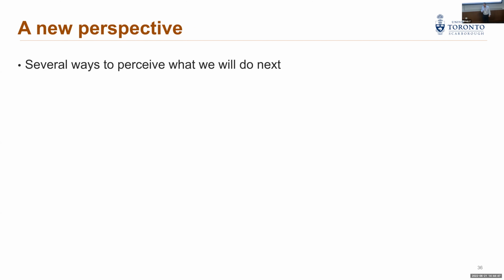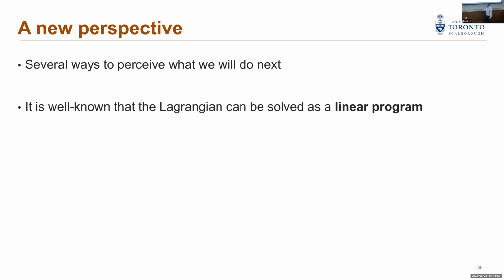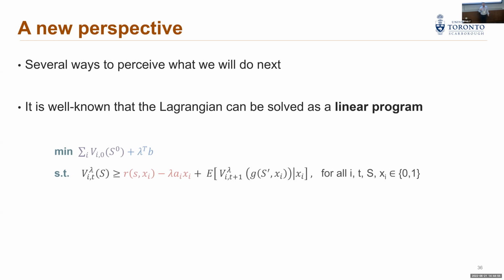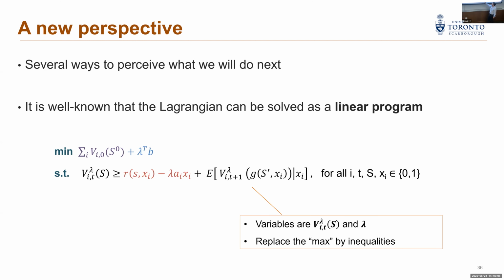There are several ways to perceive what we're going to do next, but first, it is well known that the Lagrangian dual problem you can solve as a linear program. So this is how the linear program looks. You have that dual problem objective function, and then you change the max for these inequalities here. So the variables are going to be both the v's and the lambdas, and you're going to replace the max by all these inequalities. Some may say, hey, this is non-linear, you cannot have this. But look, we are enumerating all the xi. Because x is discrete, we're going to list all the possible values, and this is how we replace the max.